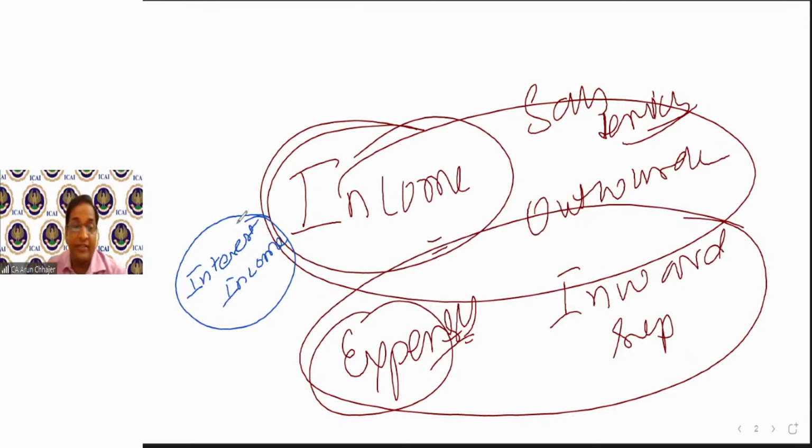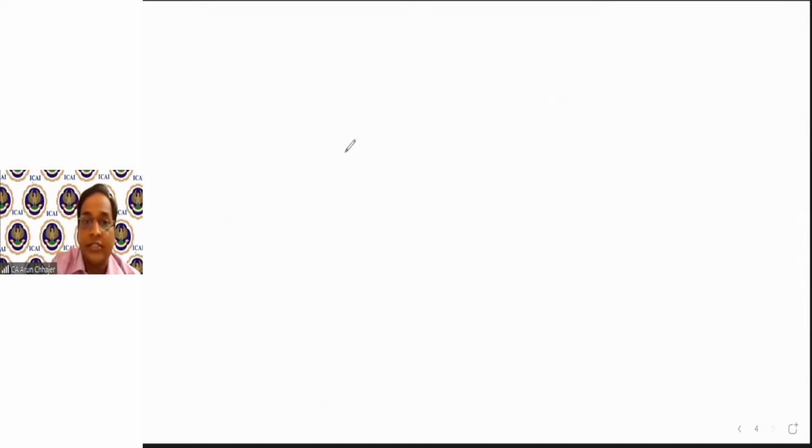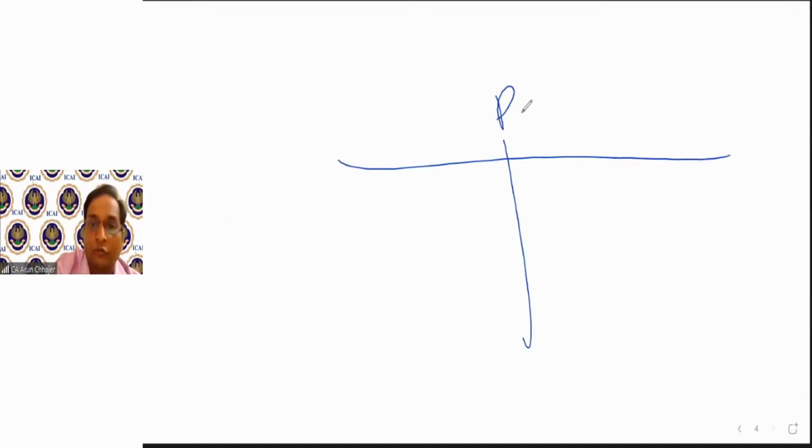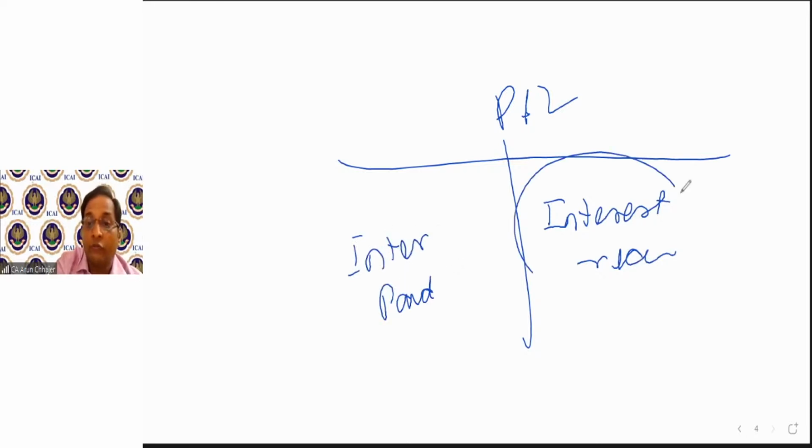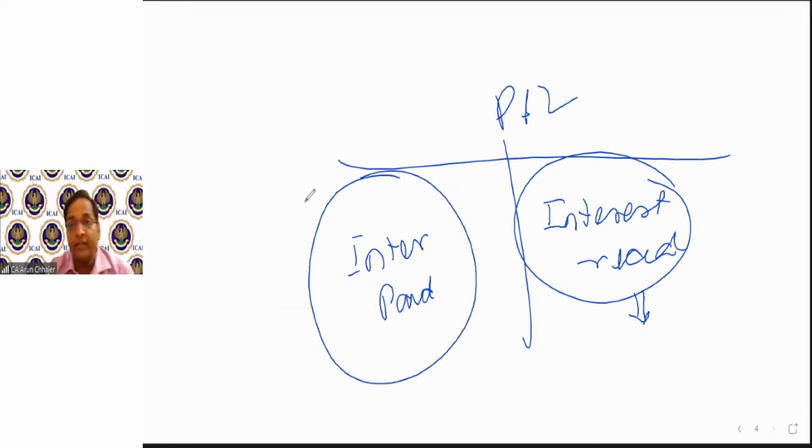If I am receiving the interest income, suppose in my profit and loss account, I have the interest received, I have the interest paid. So what is this? Is this my outward supply or inward supply? And what about the interest paid? Is it my outward supply or inward supply? एक बार confirm करो.